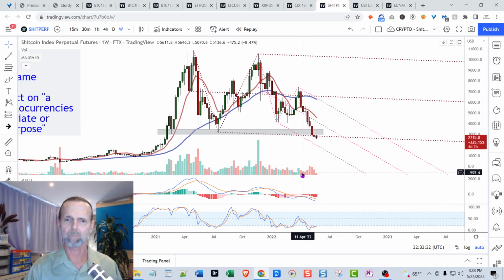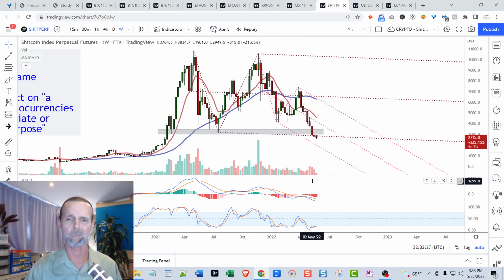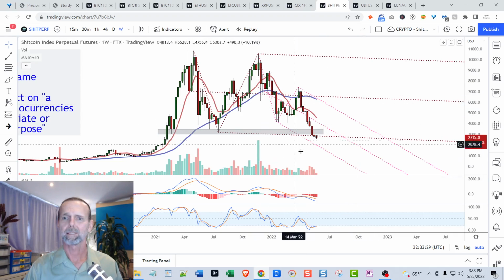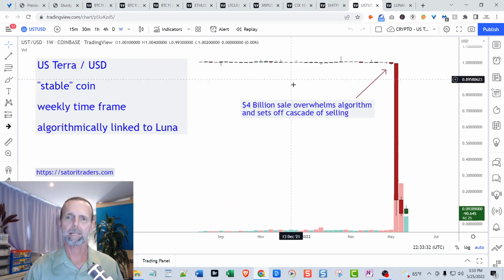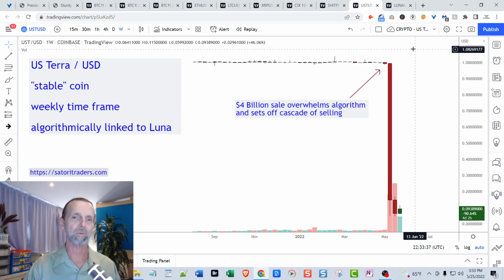A lot of selling, but nothing to suggest there was a capitulation. So that's not capitulation selling yet in this index. And now this was the most recent blow up in crypto, certainly not the only blow up in crypto. This is US Terra, which is supposed to be a stable coin, meaning its value is stable and that it is linked to something.